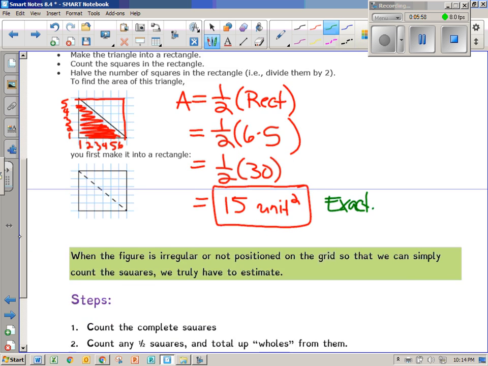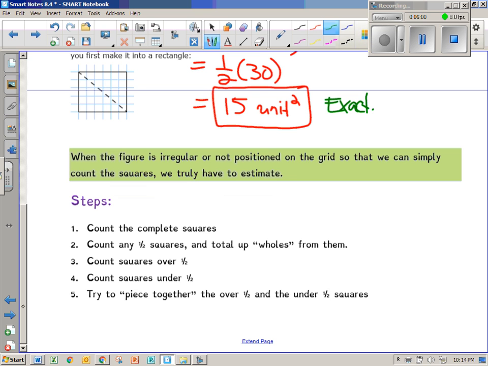So in the green box, I've said, well, when the figure is irregular, some funky shape, or maybe it's just not laying on the grid the way that we can simply count, then we're really going to have to estimate. So I've listed some steps here. Obviously, we'll count up our complete squares, and then we'll count up the halvesies and put them together and get our wholes to add on to step 1.